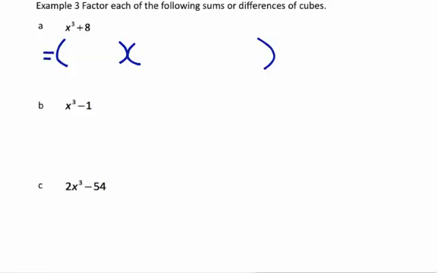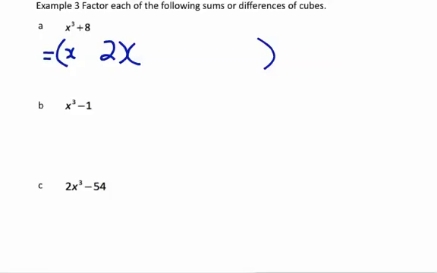To determine what goes in the small bracket, we need to look back at the original question. First term in the small bracket is the cube root of the first term, so the cube root of x cubed, which is just x. Second term in the small bracket is the cube root of the second term, cube root of 8, which is 2. I'm going to leave the signs for a moment, just because there's a pattern that I'm going to show you that will help you remember them a little bit better.